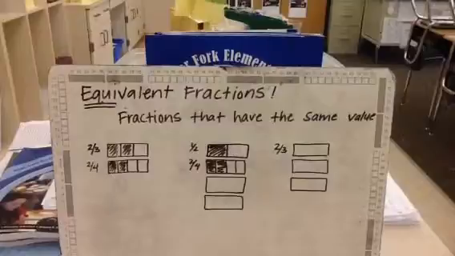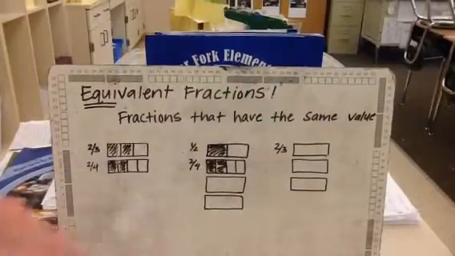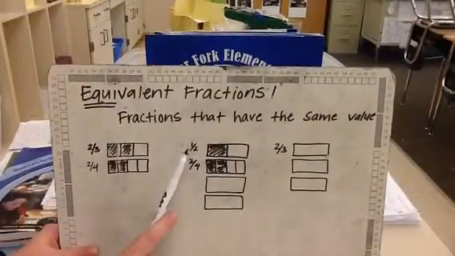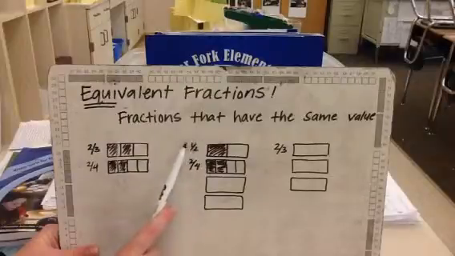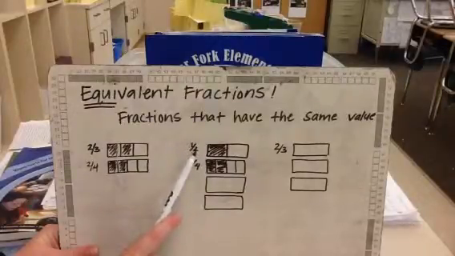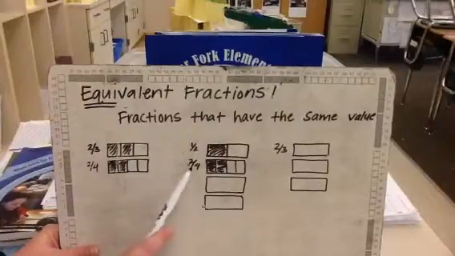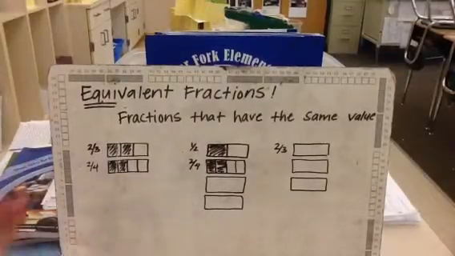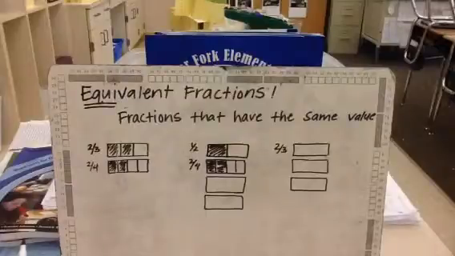And I can also use what I know about numerators and denominators. Here, if I used this 1 two times, I would get my whole. If I used this 2 two times, I would get my whole of 4. So it's also the relationship between numerator and denominator to see if they're equivalent or not.